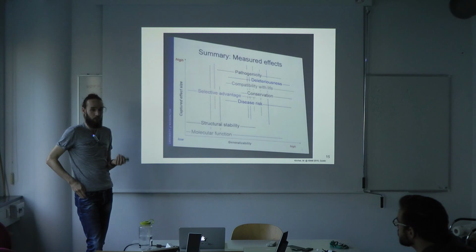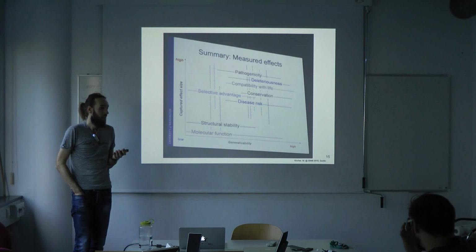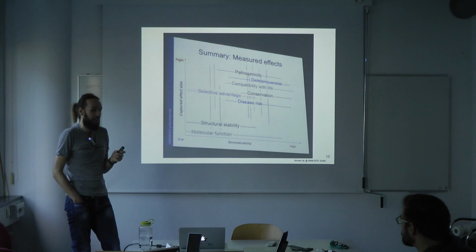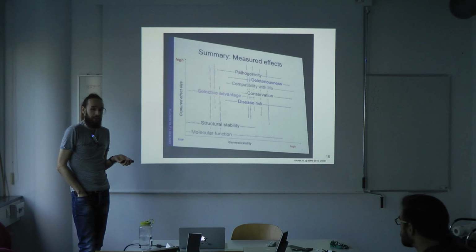Or the molecular function: does the protein still do its function? Okay, but how efficiently does it do it? Is it a bit faster or a bit slower than the native protein, for example? So these are also effects that you can measure, and you could argue that these are more direct effects. So this should be a bit easier to predict.